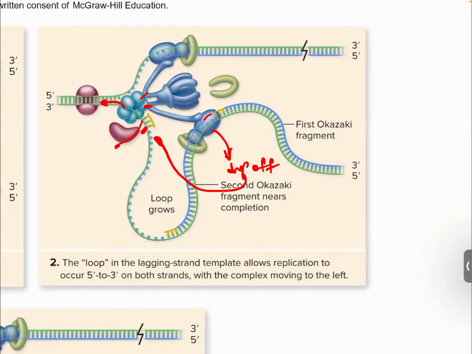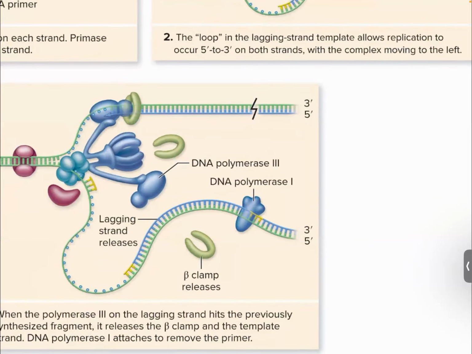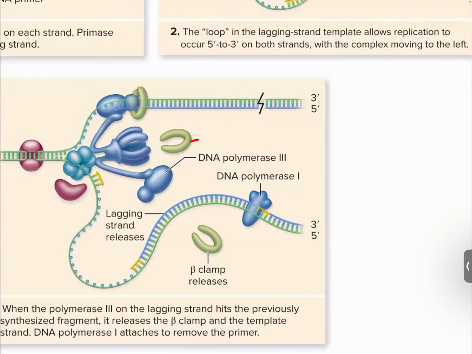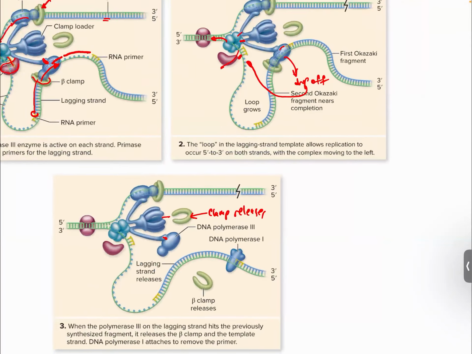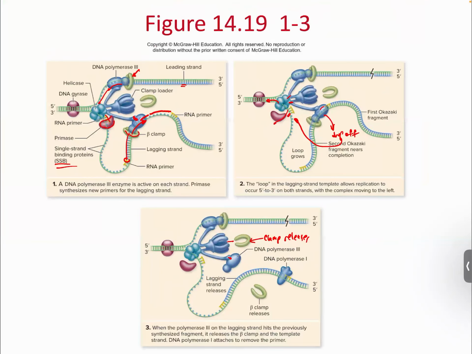So let's take a look at its drop off. The first drop off is the clamp loader release. The clamp releases, which allows the DNA polymerase to release. But notice your DNA polymerase never leaves the clamp loader. It's always hanging onto the clamp loader. The clamp loader will then grab onto a clamp and reclamp at the new site. So let's go to the next image.